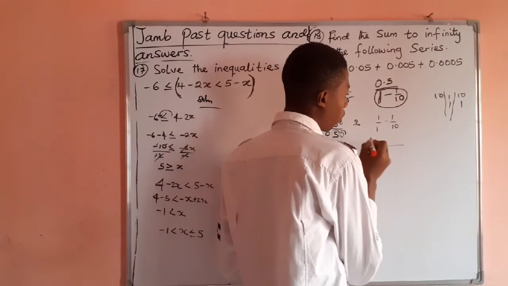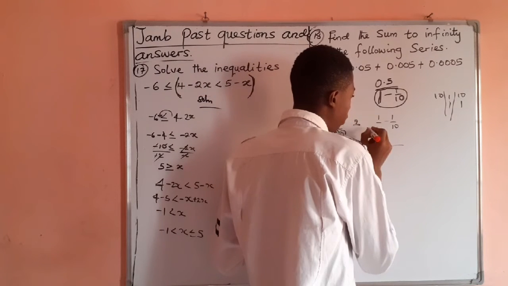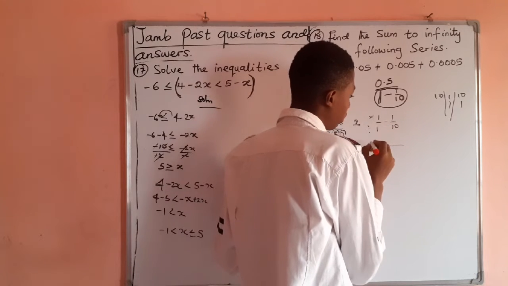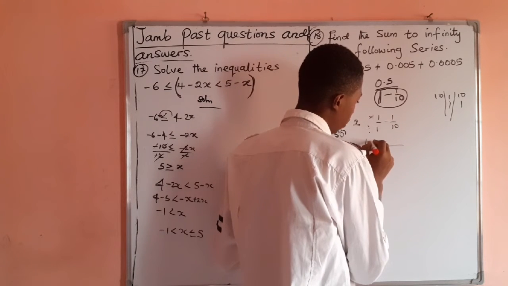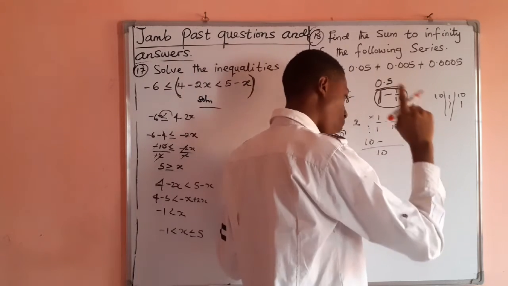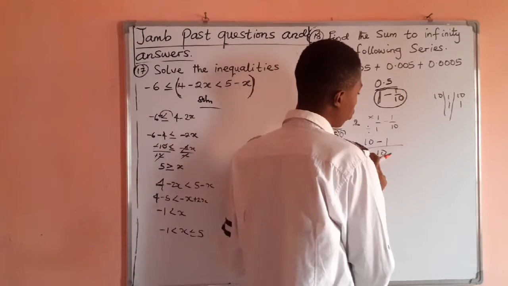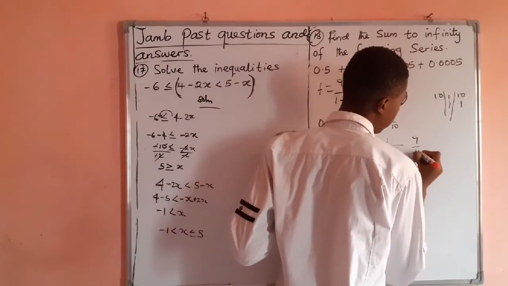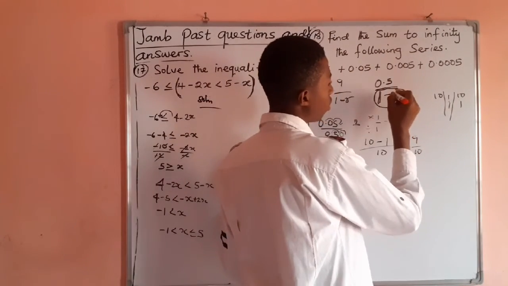Then, like I told you before, you have to divide LCM by the denominator and multiply it by the numerator. 10 divided by 1 is still 10. 10 times 1 is 10. You add your minus sign. 10 divided by 10 is 1. 1 times 1 is 1. So you have 10 minus 1 over 10, which will give you 9 over 10 for our denominator.